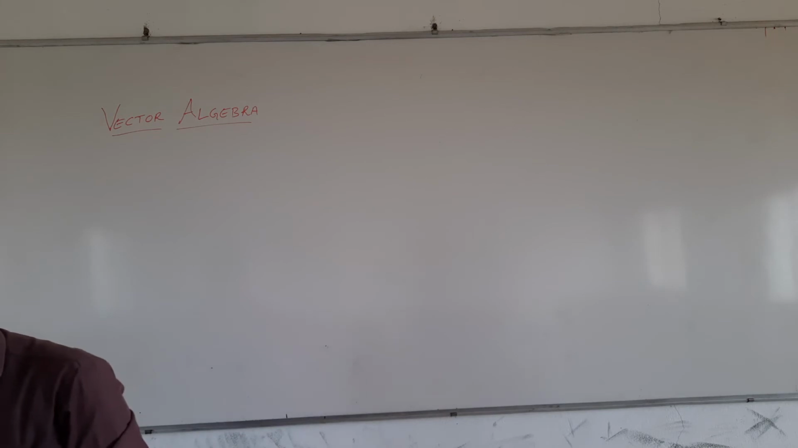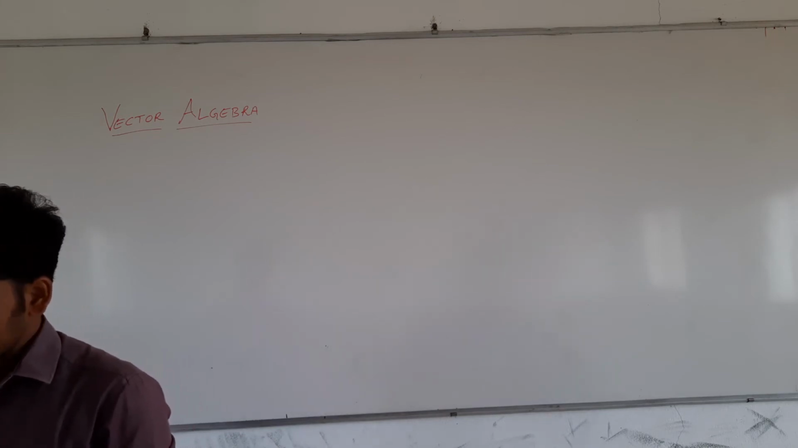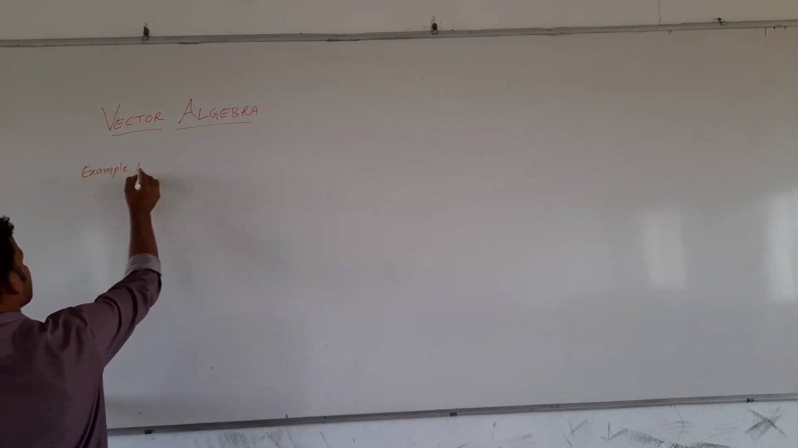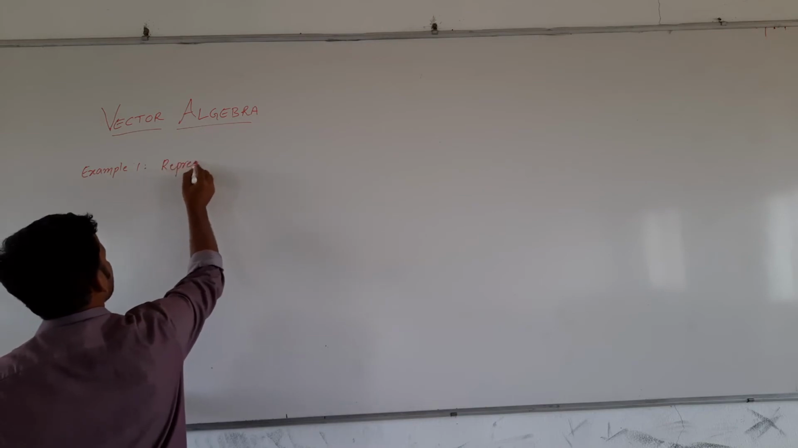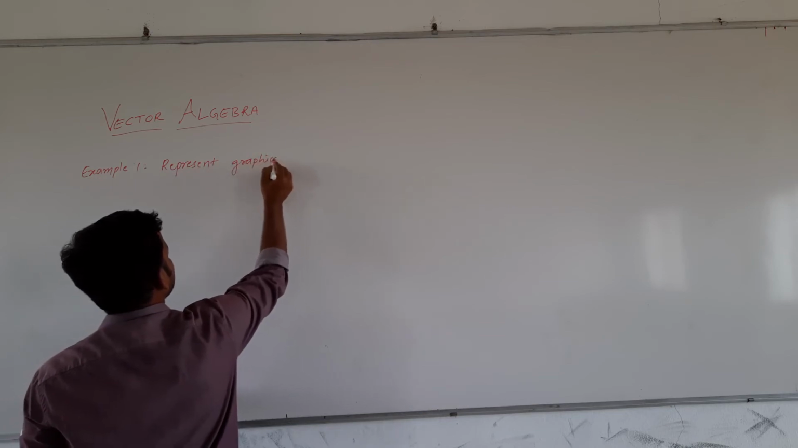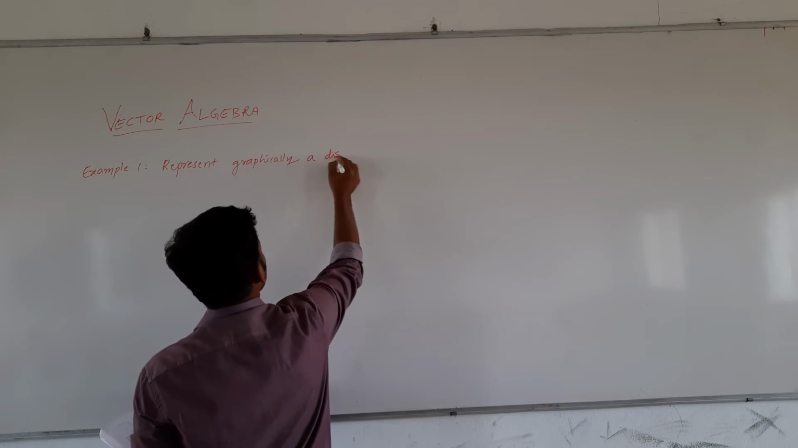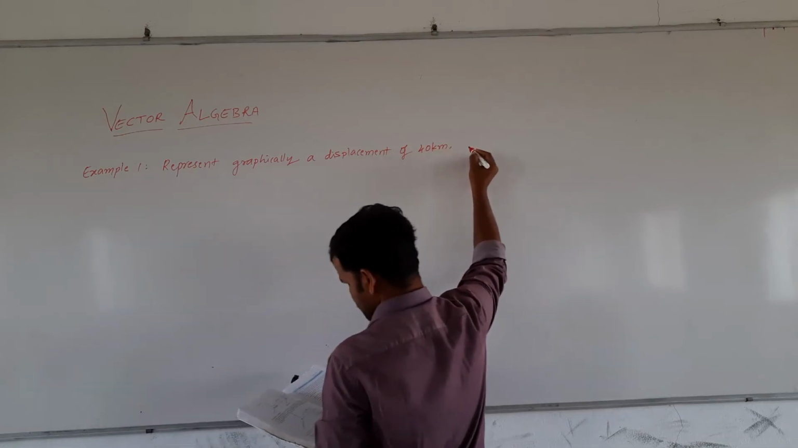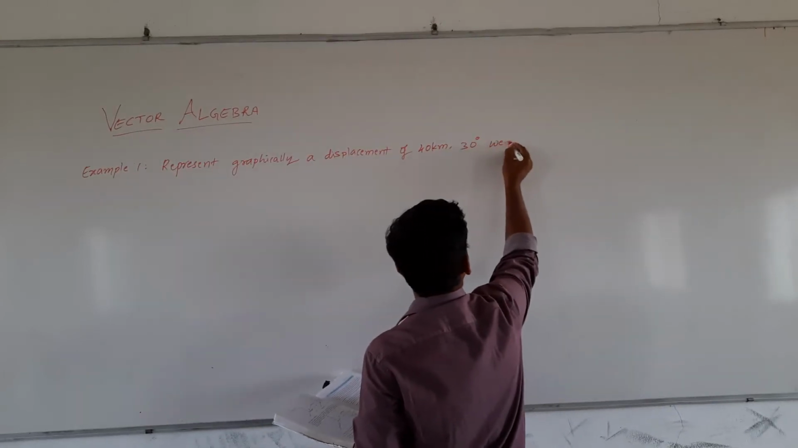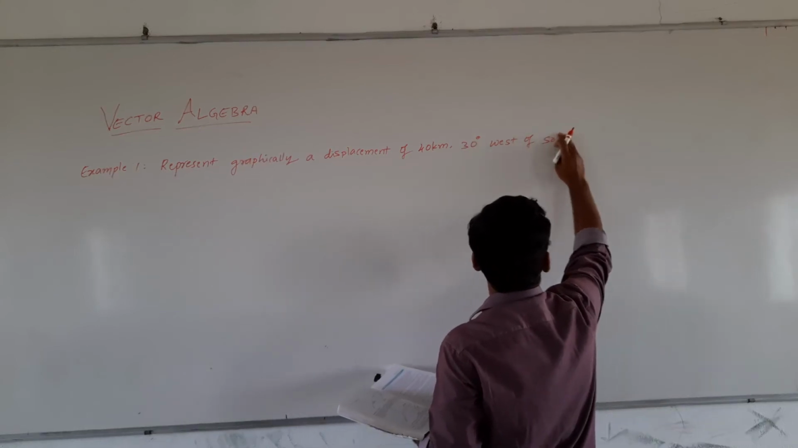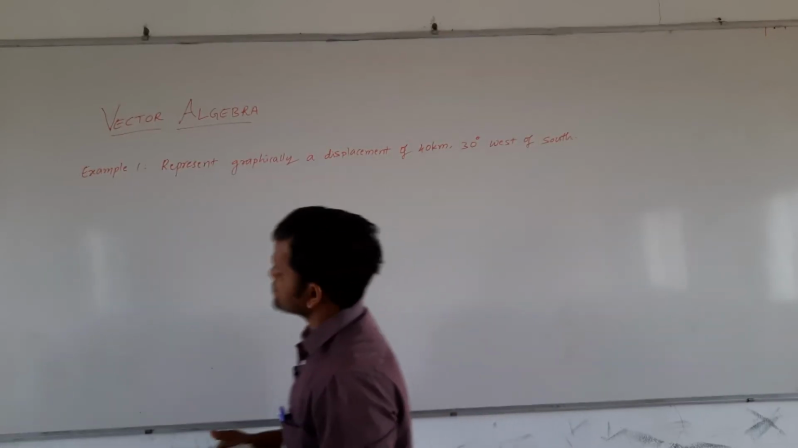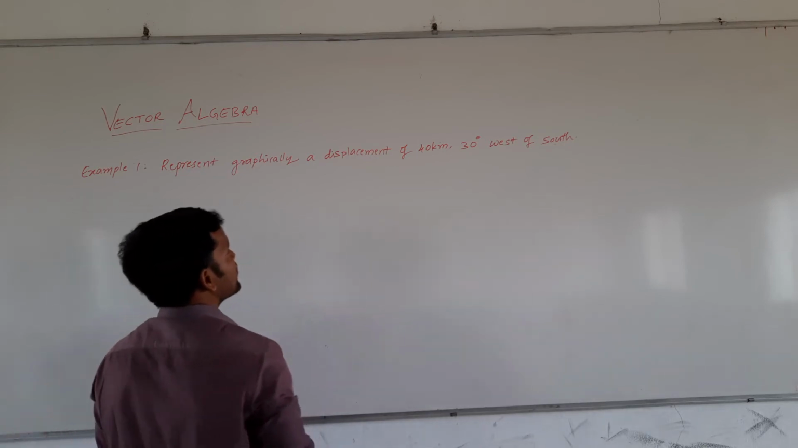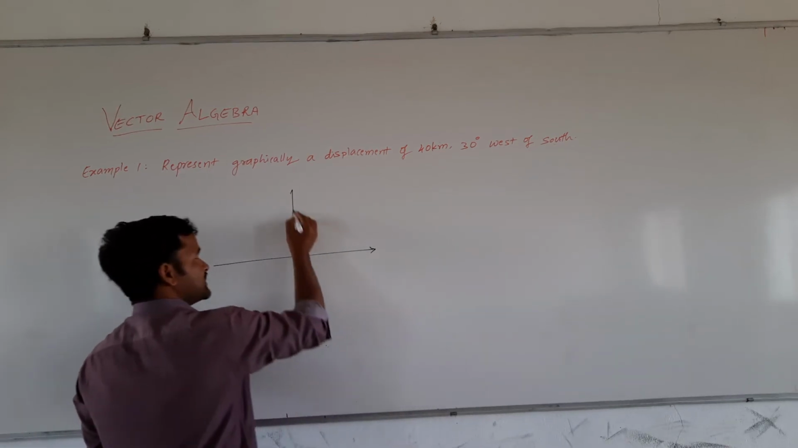Okay, now let us take examples on the concepts we have studied. Example number one, it is saying: represent graphically a displacement of 40 kilometers, 30 degree west of south. See, what is our question? Our question is representing a vector graphically. And a vector should have direction and a magnitude.